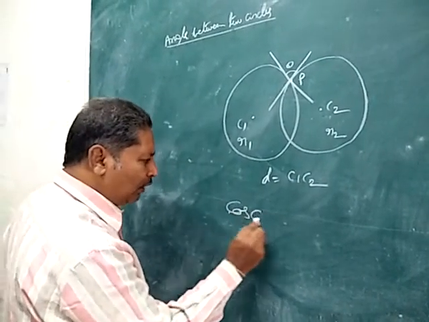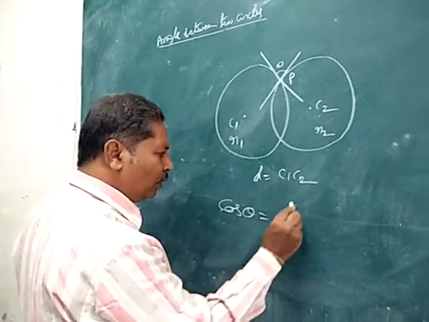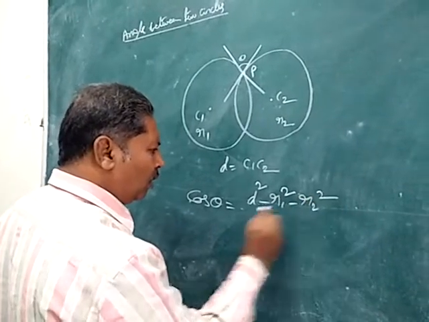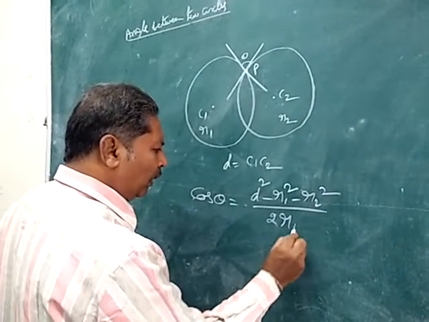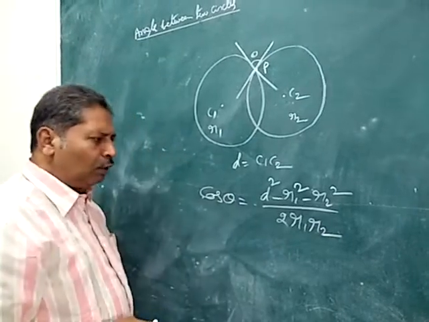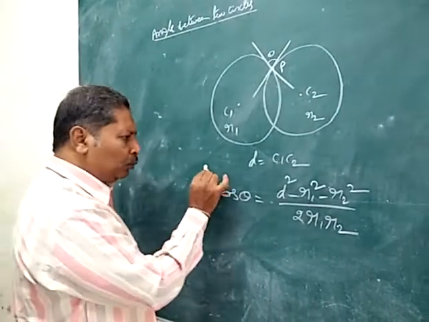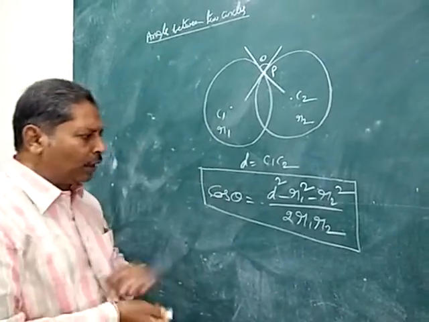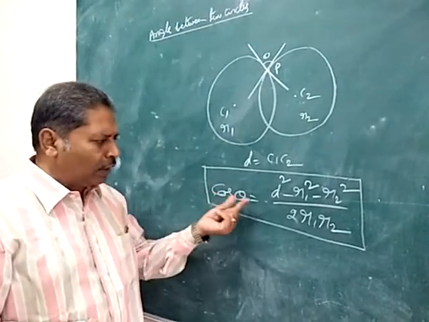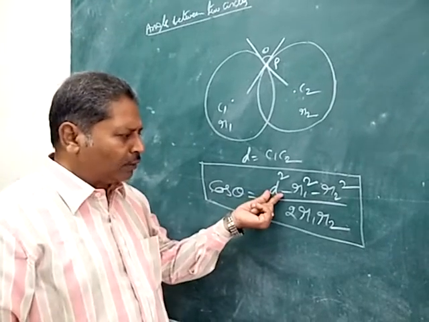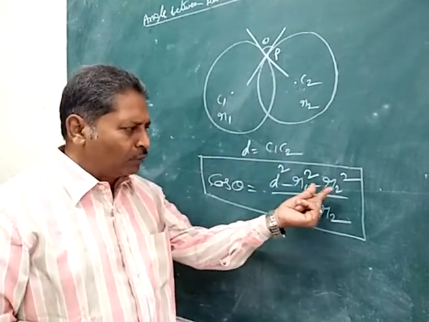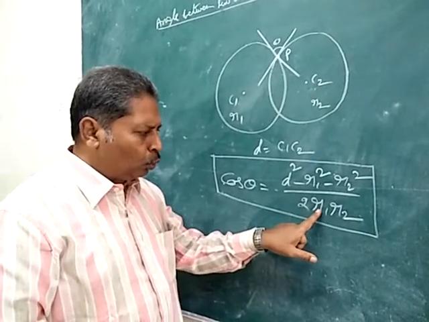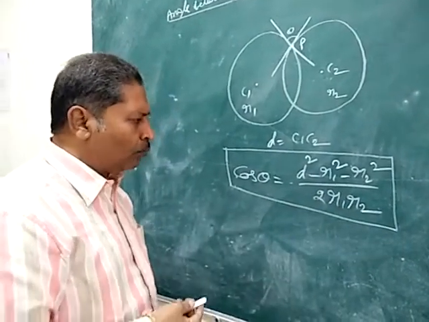Then cos theta equals D square minus R1 square minus R2 square by 2 R1 R2. So this is the angle between the two circles formula.